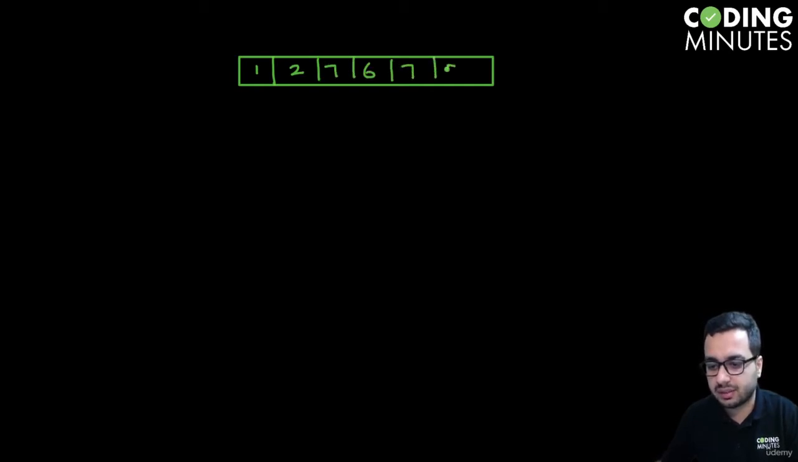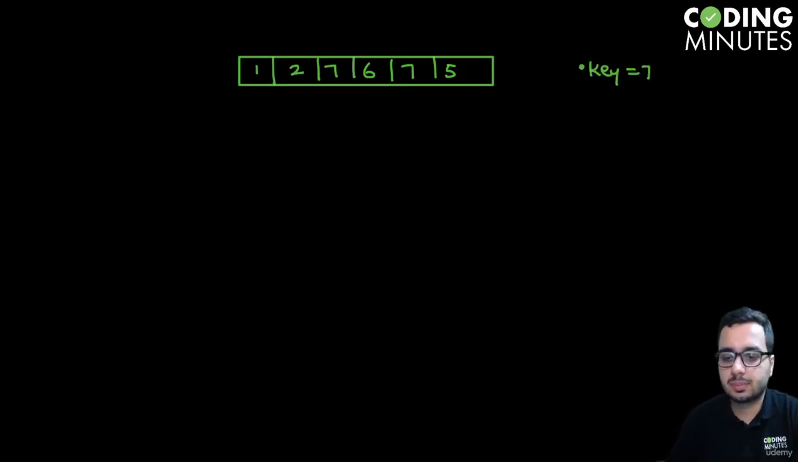7 and 5. So I want to find the last occurrence of a key, let's say 7, and I want to see where it is present. One thing we have already seen is how we can break this problem recursively. The same thing will apply here as well. So firstly we'll check at the 0th index.